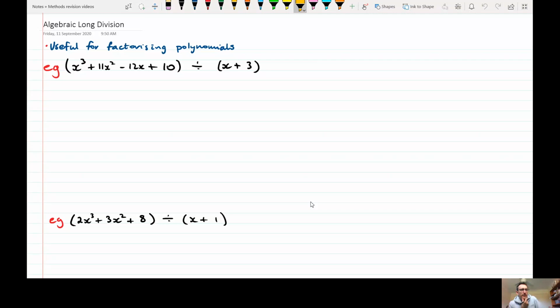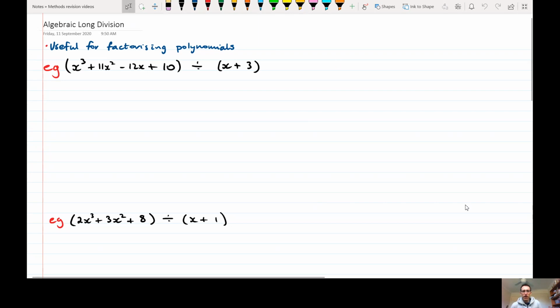Okay, so in this video we're going to look at algebraic long division, which is really useful for factorising polynomials. There are other ways to factorise polynomials, but this is often the one that's introduced the earliest, so it becomes quite standard and quite used to for students. So let's stick with this one and let's remind you how to do it.